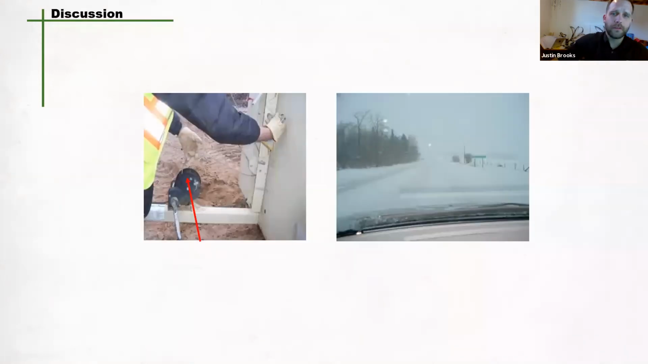So, some discussion questions. When you look at these two pictures, ask yourself and your team, how bad could this be? What are the possible injuries? And how is it best to mitigate injuries during these two situations?